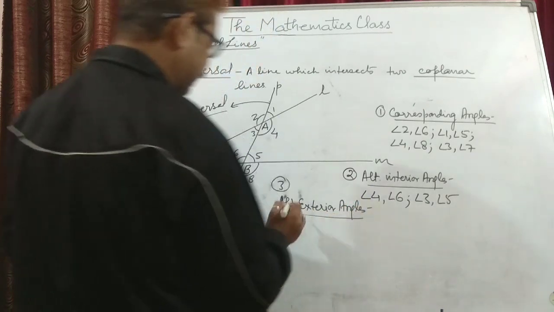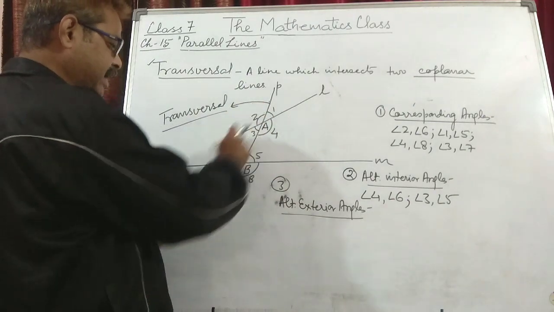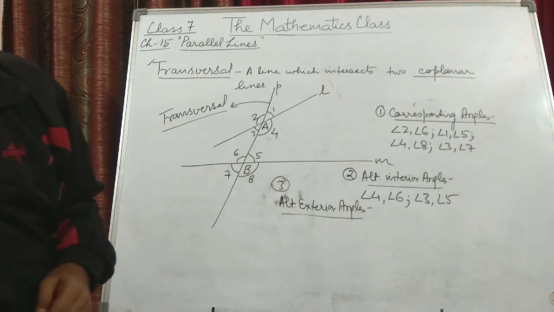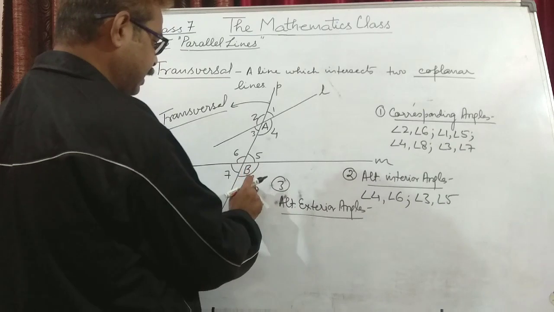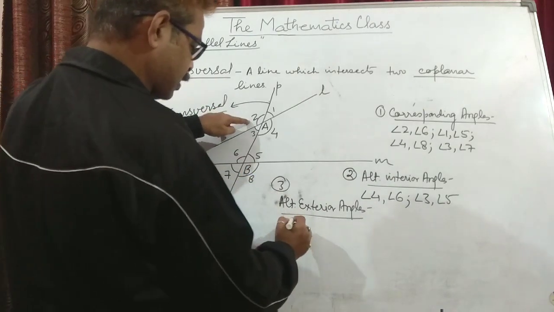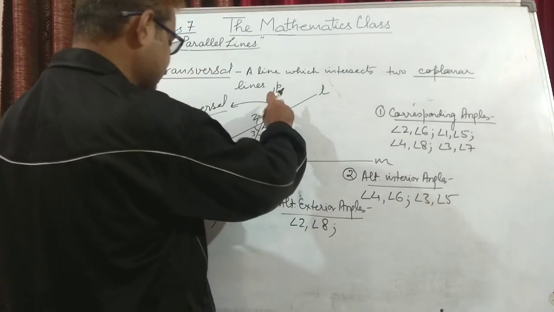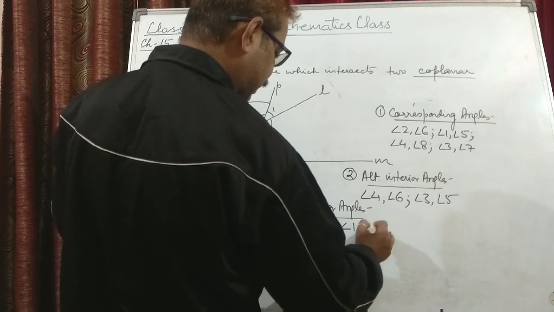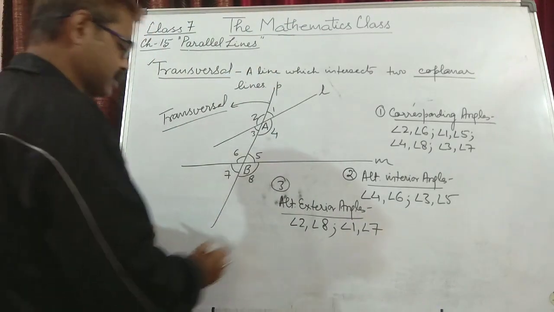Now alternate exterior angles means the angles which are in the outer segment. So angles 2 and 8, and the other pair, 1 and 7. Angle 1 and angle 7 are alternate exterior angles.